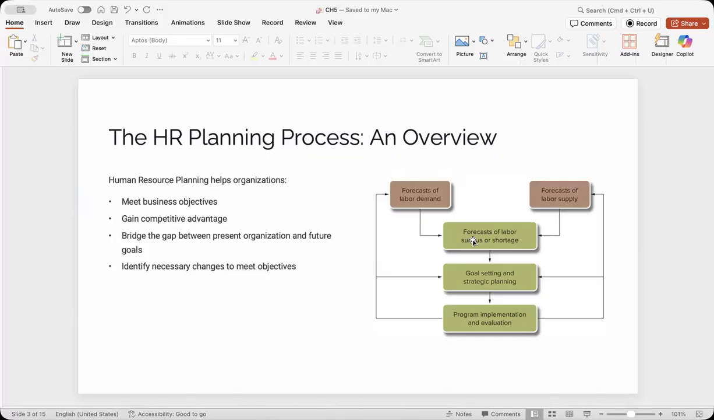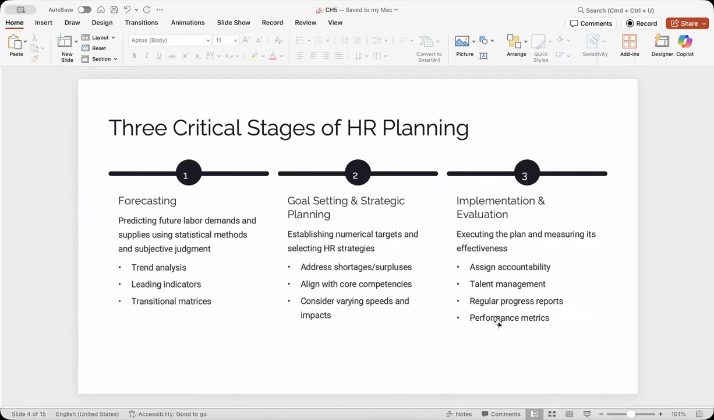We want to look at goal setting and strategic planning, and then we want to look at program implementation and evaluation. With all that, we need to forecast our labor, right? We need to forecast our labor as it pertains to shortage versus surplus, goal setting on how we identify and get these people. And then third, how do we implement an effective program to recruit? Okay.